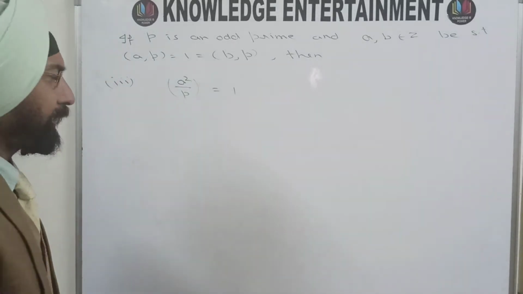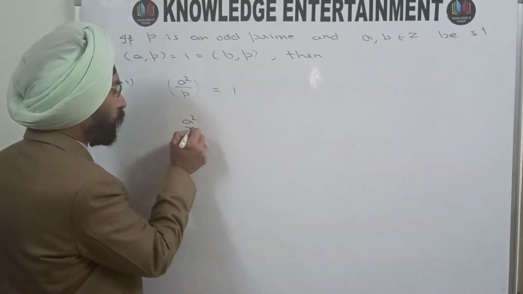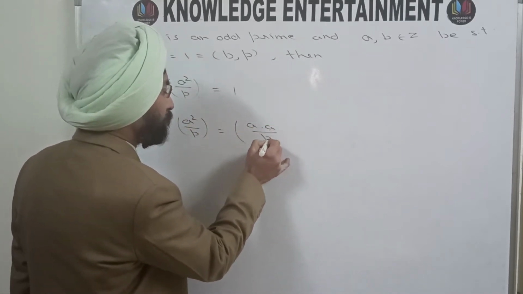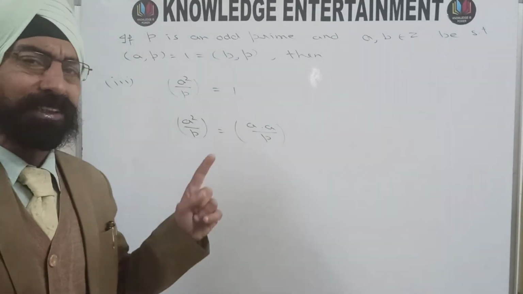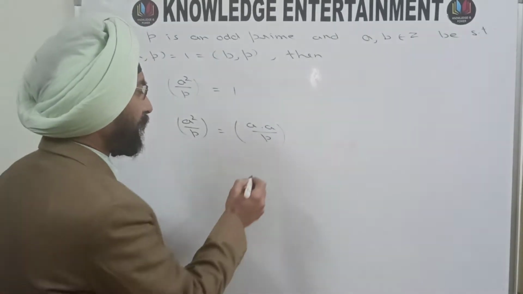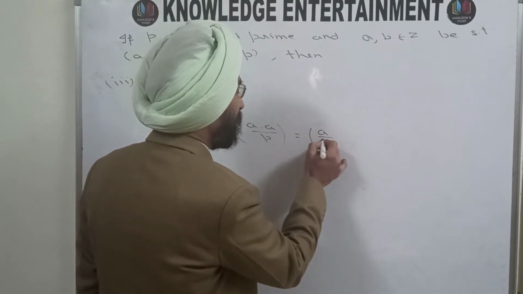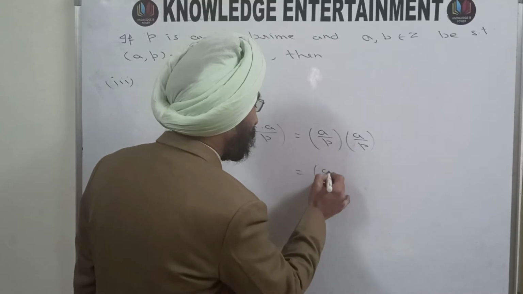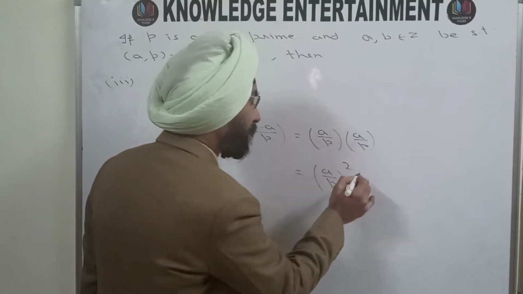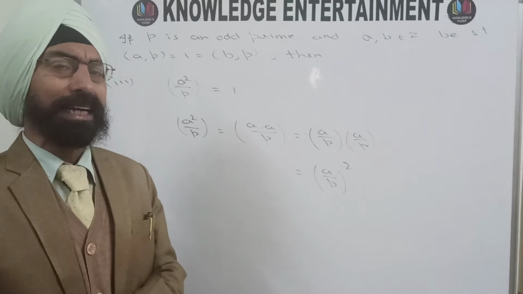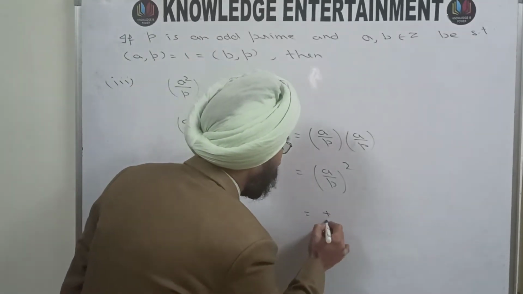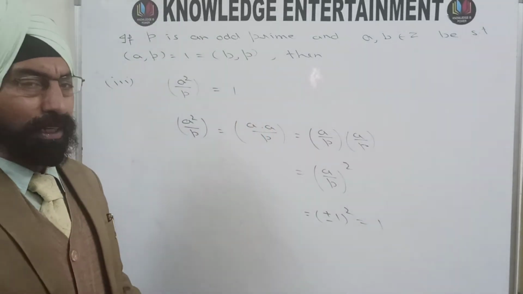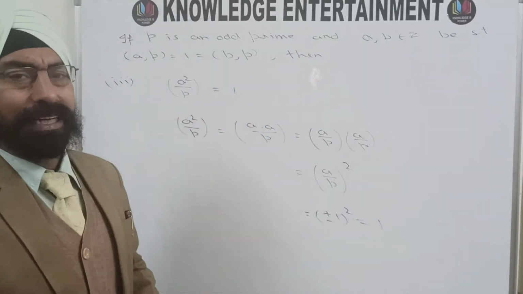So this is very easy. We can write the Legendre symbol A square upon P as A into A by P, and by using the first result that we have proved in this video, we can write it as the Legendre symbol A by P times the Legendre symbol A by P, or you can say the Legendre symbol A by P squared. Now this A by P Legendre symbol is either 1 or minus 1, so it is plus minus 1 squared, and plus minus 1 squared is 1, so the Legendre symbol A square by P is always equal to 1.